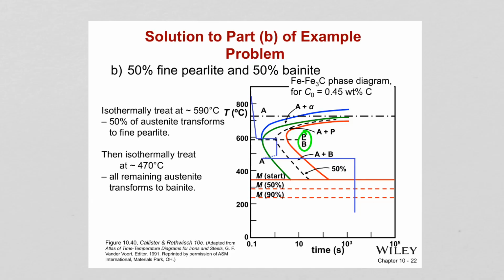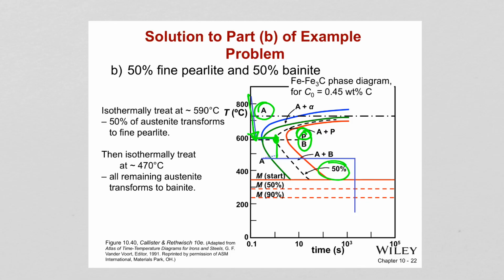So we quickly cool it down to 590, as you can see, and we keep the material at that temperature. So remember, this dashed line is giving us 50% transformation. So when I reach that position, from the austenite, 50% of it formed pearlite. Okay, now you have 50% pearlite. What are you gonna do with the remaining 50% austenite? Now I want to transform this austenite to bainite. Therefore, I need to quickly decrease the temperature to the regions where bainite can form. So I drop the temperature to approximately 470 degrees C.